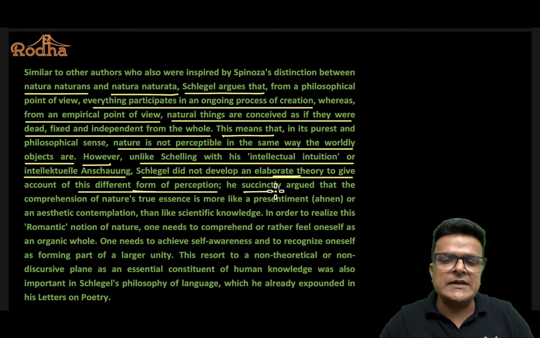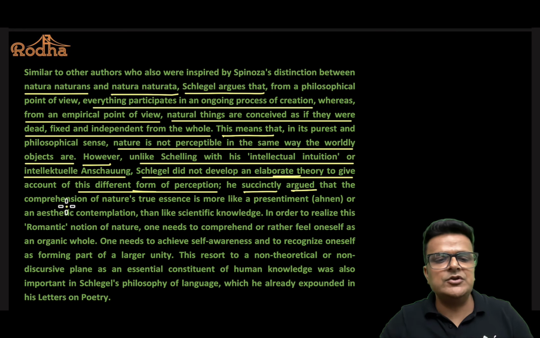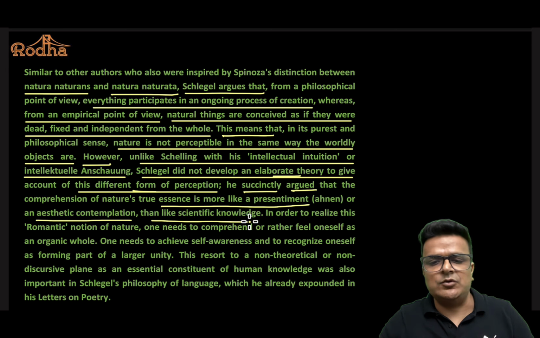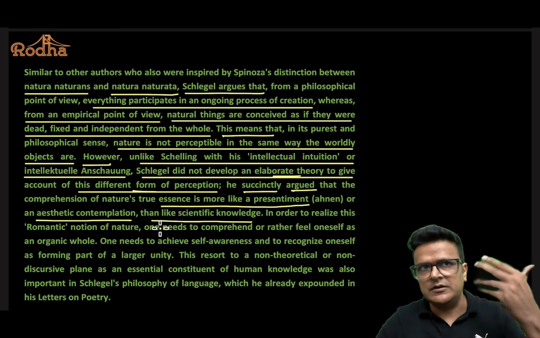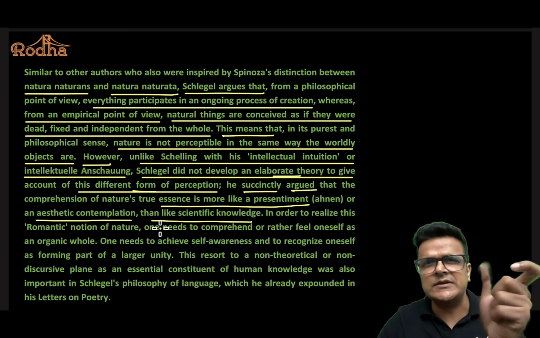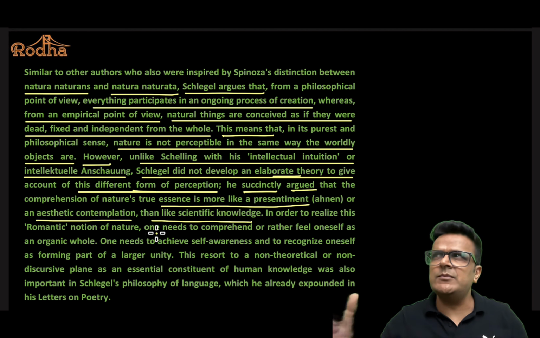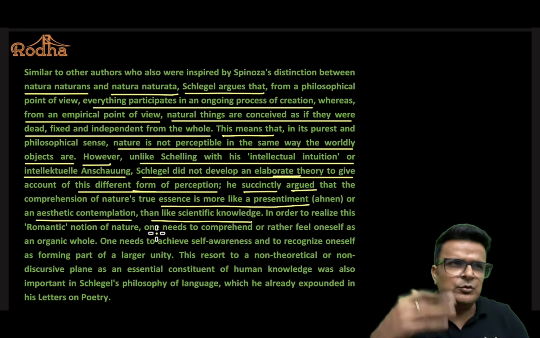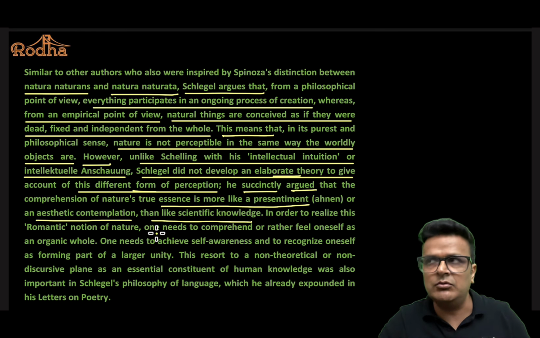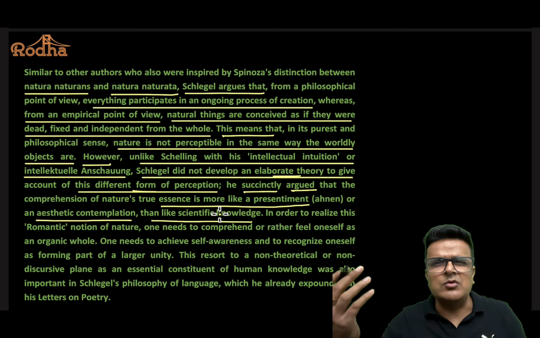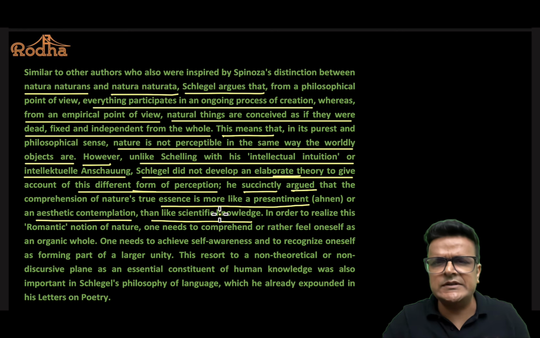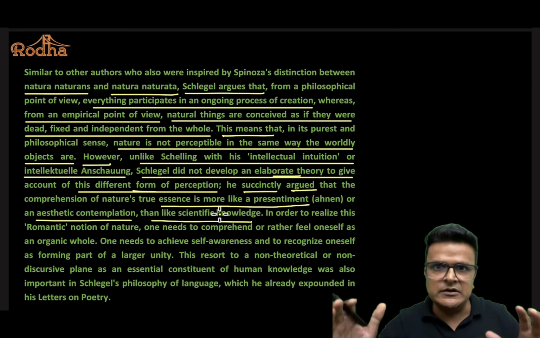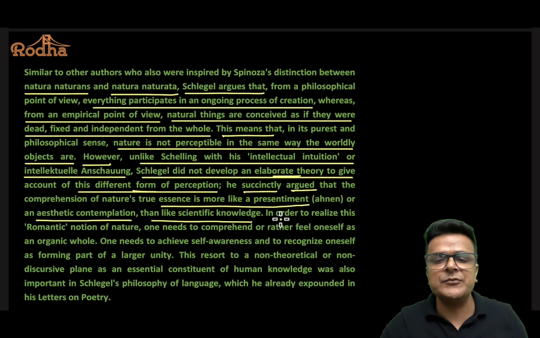Okay. He concisely argued, succinctly means concisely, he argued that the comprehension of nature's true essence is more like a presentiment or an aesthetic contemplation than like scientific knowledge. So understanding nature is more like understanding beauty and art. It is not like understanding a scientific theory or scientific explanation. तो नेचर को समझना ऑलमोस्ट दिल से समझना है, ब्यूटी एंड आर्ट की तरह समझना है, साइंस की तरह नहीं समझना है नेचर को. But you might say, but this is not groundbreaking, इसमें क्या बड़ी बात है. Obviously this is all a common sense thing, but when philosophers say all this it sounds very grand, बड़ा सही लगता है, कितना कुछ महान बताया.